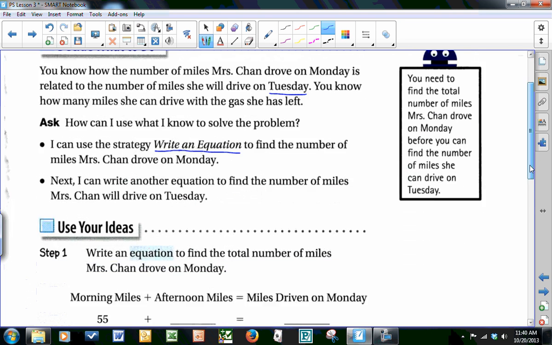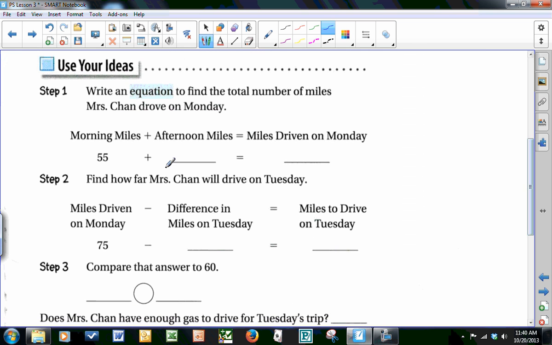So let's see how that looks in the next step. We're going to use our ideas, and they've kind of broken this down even further. Write an equation to find the total miles Mrs. Chan drove on Monday. And we kind of did this mentally already, but they took the morning miles of 55, and we're going to add that to the afternoon miles. Remember, that was 20. So there's our equation. 55 plus 20 equals, the equal sign meaning that quantities are equal. And so 55 plus 20 equals 75. That's right. You probably did that in your head.